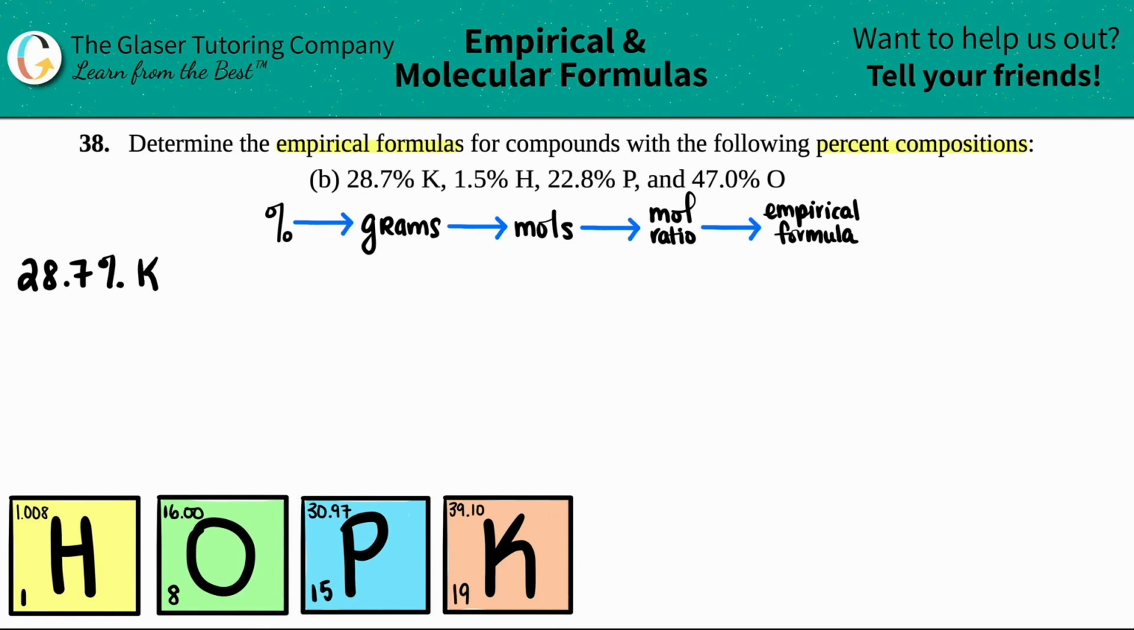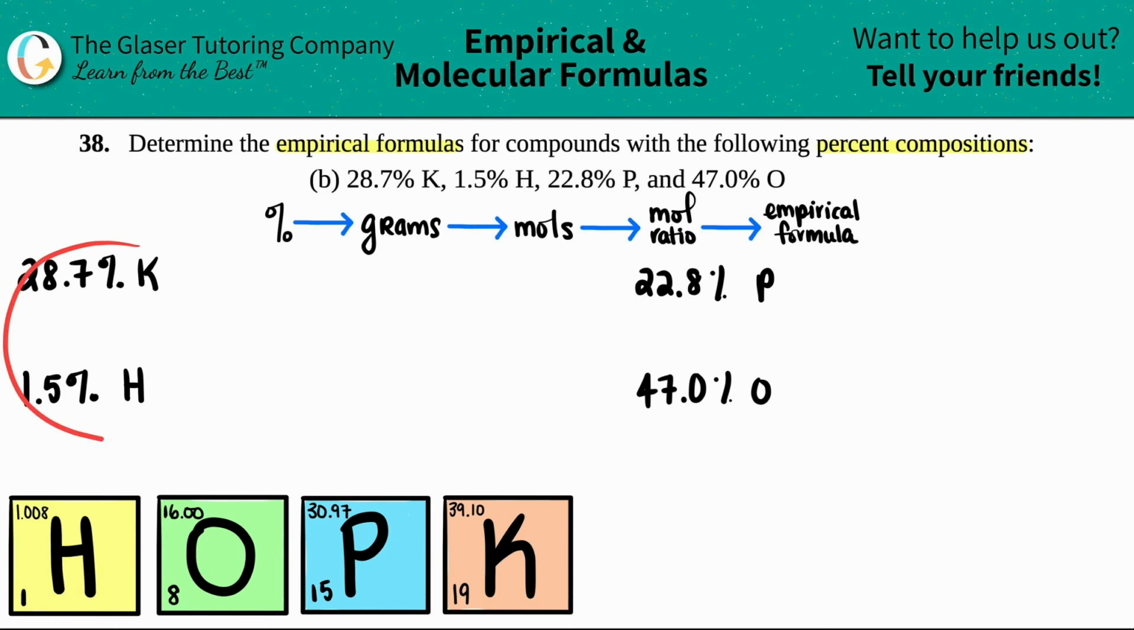Let's see guys, trying to visualize this. I think we're good here. I'm going to put the other 2 on the other side. So I have 22.8% phosphorus, and then I have 47.0% oxygen. Now, in order to start this, we just have to make sure that every percentage is accounted for. We have to add up all of these and make sure that it is equal to 100%. And if we add them up, it will be equal to 100% in this case. So we are good to go.